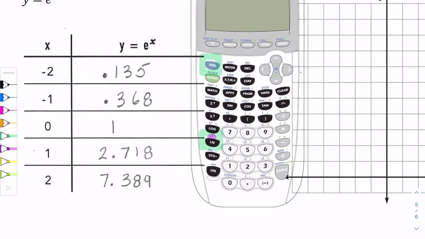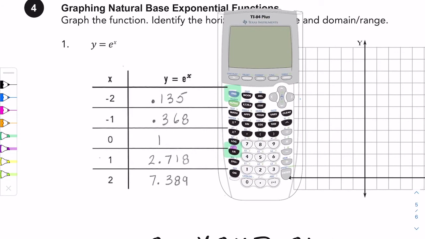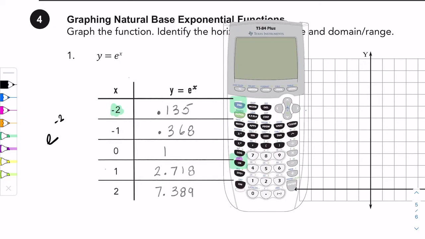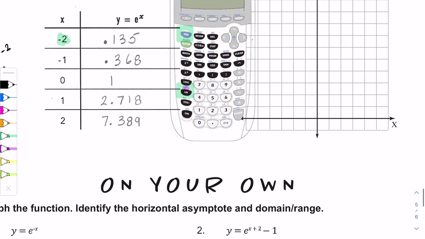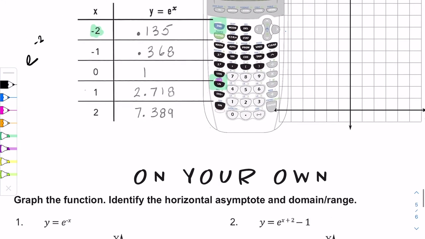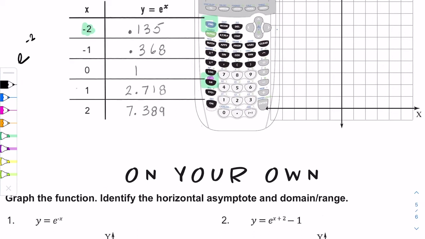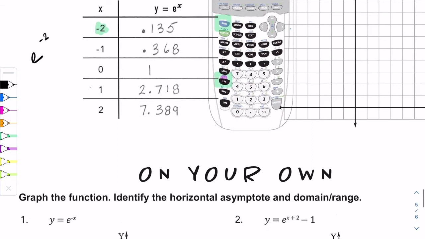Just let me know. So for this one, I already typed in my values. For example, the first one of -2, I just used my graphing calculator and I didn't even type in y equals, I just selected e, and then with an exponent of -2, I hit enter and I get 0.135. E to the power of -1 is 0.368. Any number to the power of 0 is 1. E to the power of 1 is 2.718. E to the power of 2 is 7.389. So once I have those values, I can graph them on my graph.